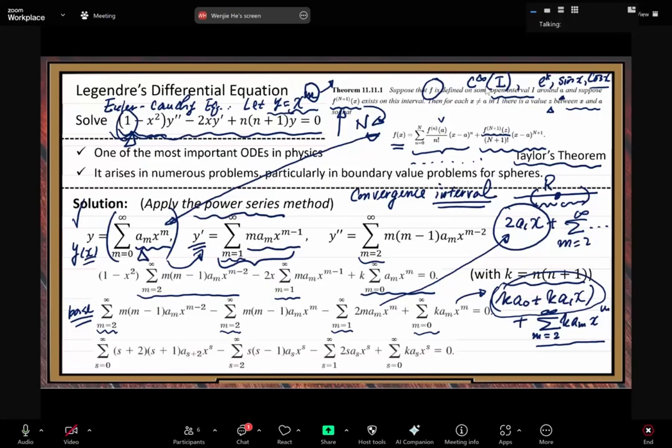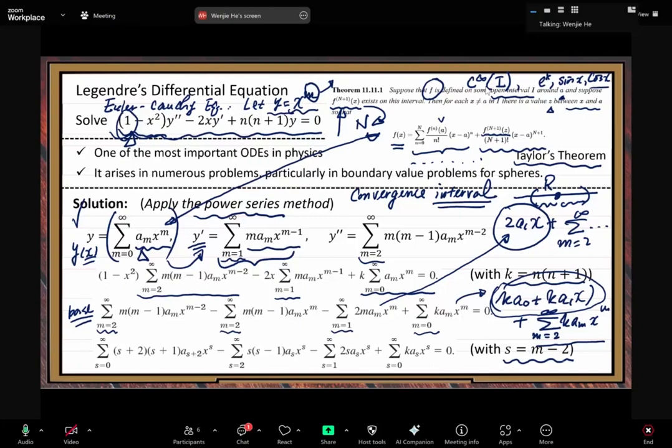Next, here we haven't combined yet, so we just write it in a different way. Here you can see we do not use that m; we change m to s, where s equals n minus 2. Sometimes we need to do a variable change for convenience.